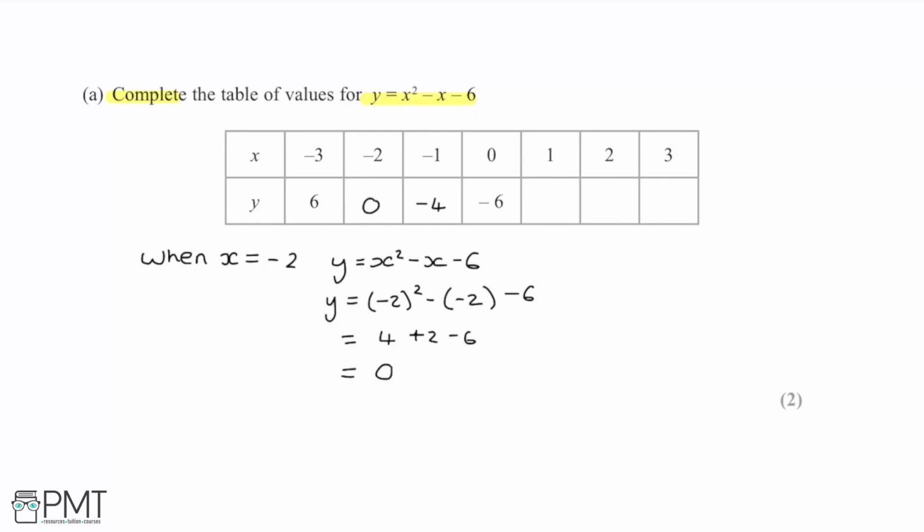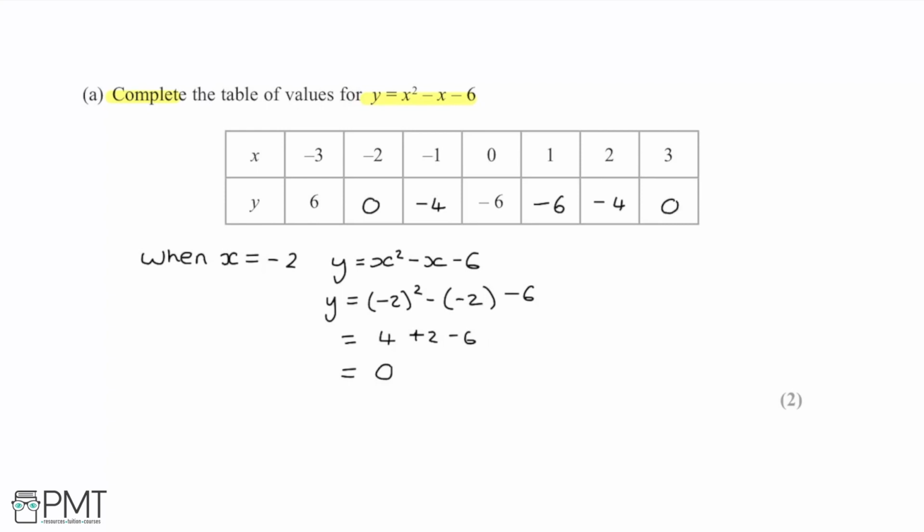We can move on here to when x is 1. 1 squared is 1, subtract 1 is 0, subtract 6 is -6. For 2, we have 2 squared, which is 4, subtract 2 gives us 2, subtract 6 gives us -4. And then finally, we have 3 squared, so 9, subtract 3 gives us 6, subtract 6 gives us 0.